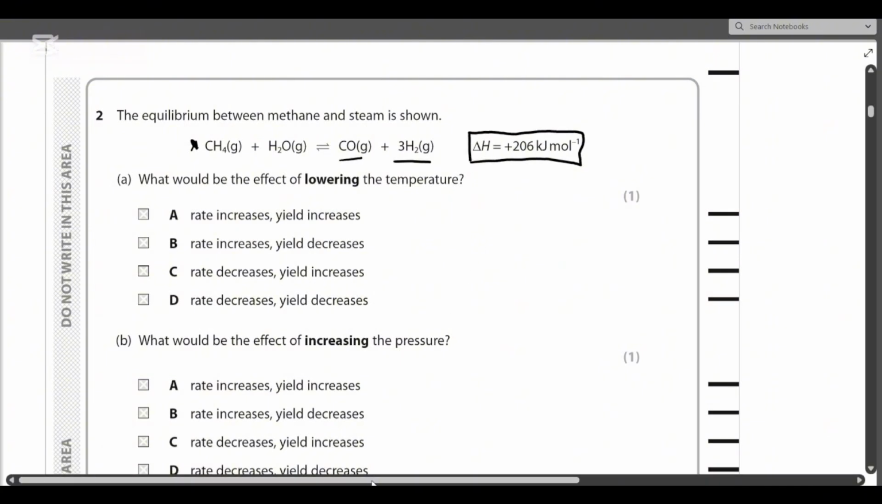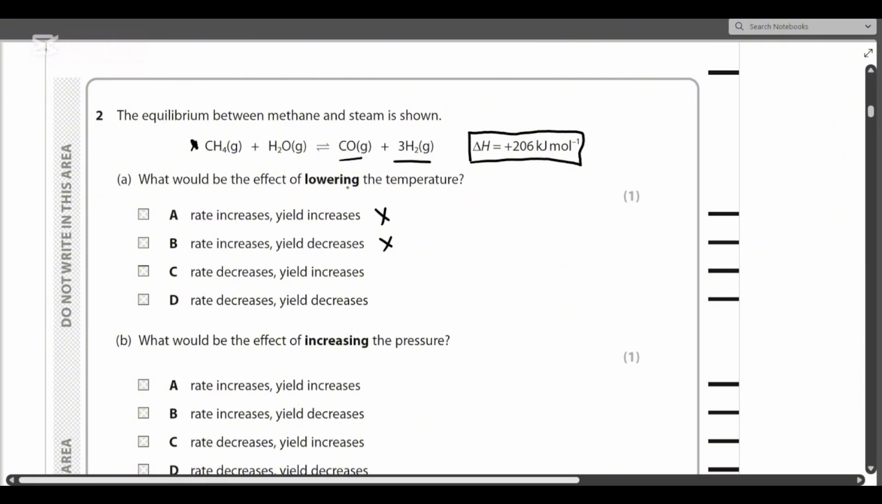When we lower the temperature, the first thing that happens is that the rate decreases, right? So this automatically makes A and B irrelevant, isn't it? This leaves us C and D. The decrease or increase of yield solely depends on which side the equilibrium is going to shift. We know that when the temperature is increased, the equilibrium will shift towards the endothermic direction.